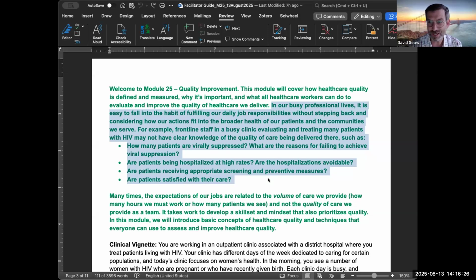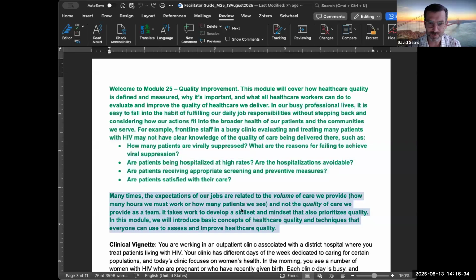In my own clinic, I can get a fair amount of that data, but it can be surprisingly hard to get a lot of it. And so I think the key aspect of the sensitization in this module is that many times, the expectations of our jobs are related to the volume of care we provide. So are we showing up on all the clinic or hospital days we're supposed to be working in? How many patients are we seeing? How many people are moving through the healthcare system? But it really takes work to develop a skill set and a mindset that also prioritizes quality. In this module, we really introduce those basic concepts of healthcare quality and techniques that everybody can use to assess and improve healthcare quality.